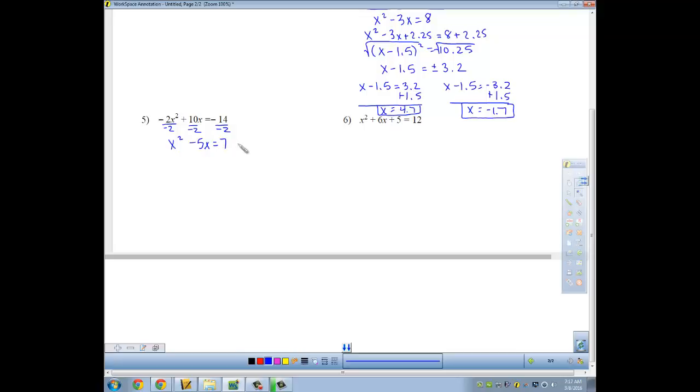There's no extra number on the left, so go ahead and take your b and divide it by 2. Again, negative 5 over 2 is not going to give me a whole number. Oh well, we get negative 2.5. Negative 2.5 squared is 6.25. So I'm going to add 6.25 to both sides. So on the left, when I go to factor that, I'm just going to use this term. So x minus 2.5 squared.